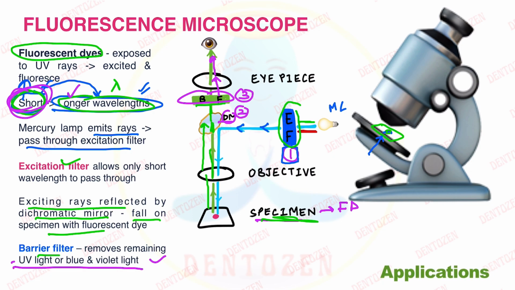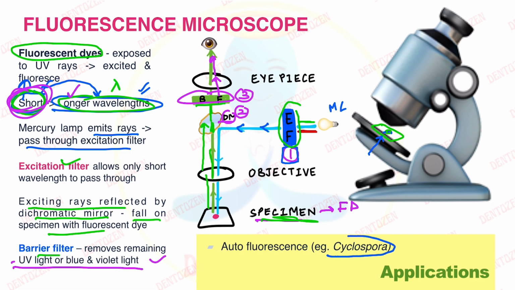Now let's see the application. Certain organisms autofluoresce, which means they can take shorter wavelength light rays and emit longer wavelength light of a different color. For example, Cyclospora.